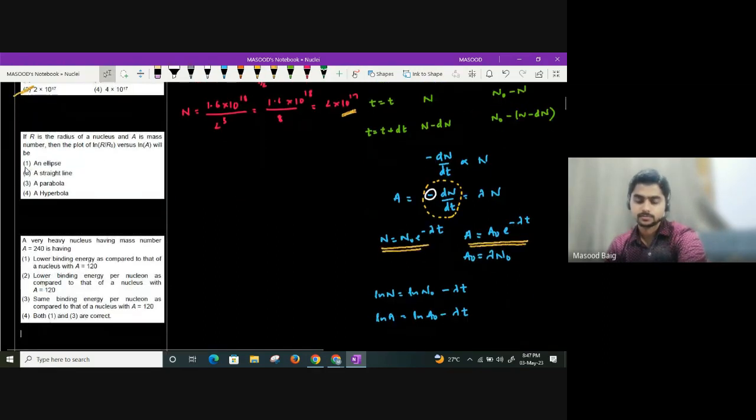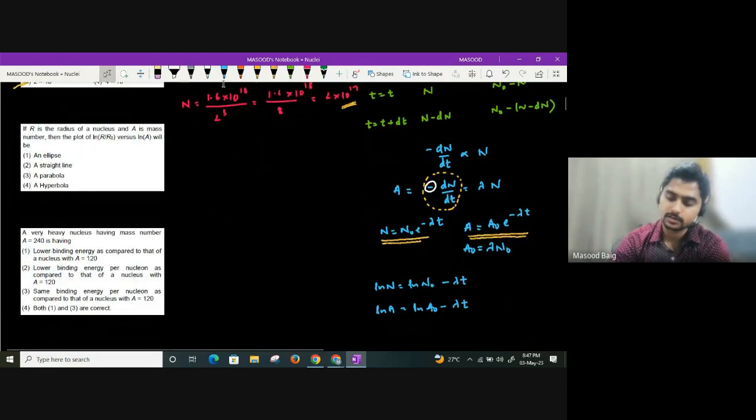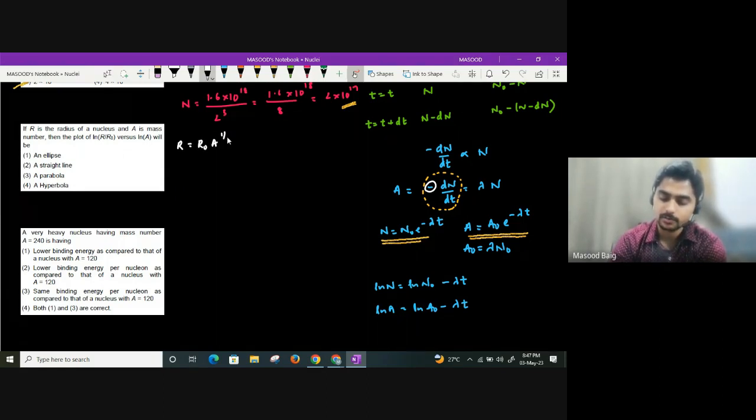Yes or no? Then what they have given here in this situation, they have mentioned if r is the radius of the nucleus. Very important case, guys. Always remember, average radius of the nucleus will be given as r naught a power 1 by 3. Definitely you'll get questions based on this. Last year you got a question based on this, guys. Average radius of the nucleus will be r naught a power 1 by 3.